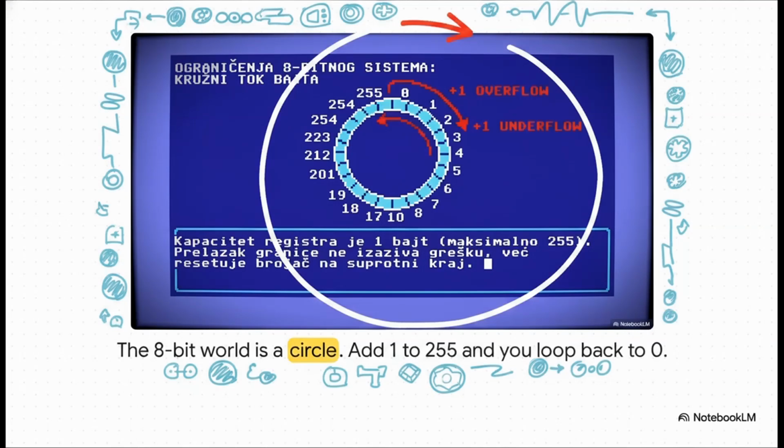It doesn't crash, it just wraps right around back to 0. It's a circle. And the same thing happens in reverse. If you're at 0 and you subtract 1, you jump all the way to 255. This isn't a bug, it's a feature. And clever programmers used it for all sorts of amazing tricks.